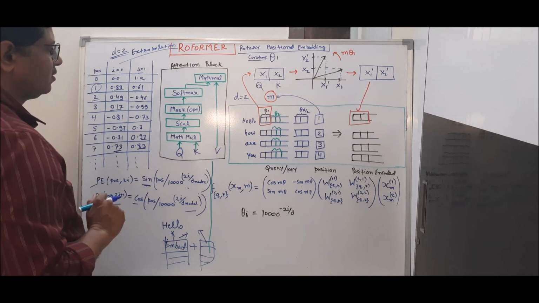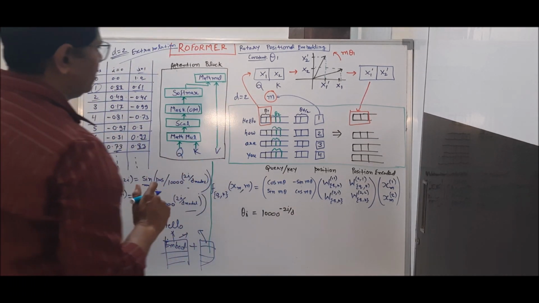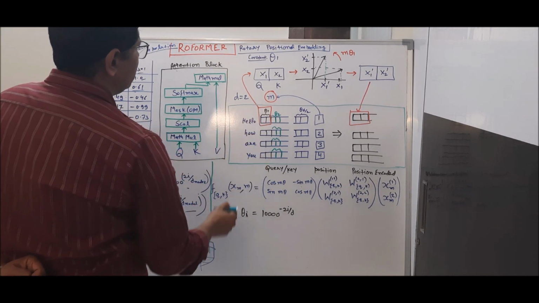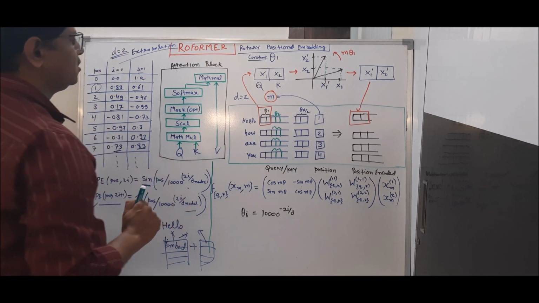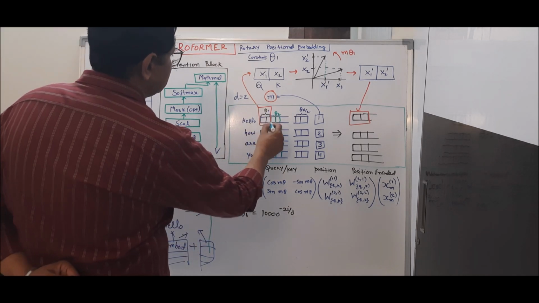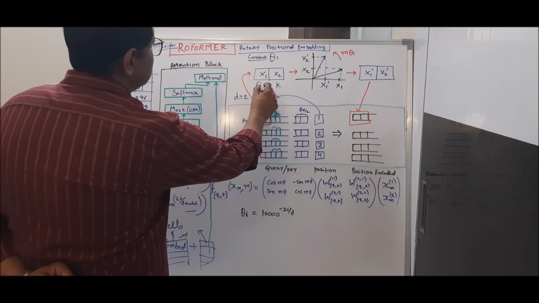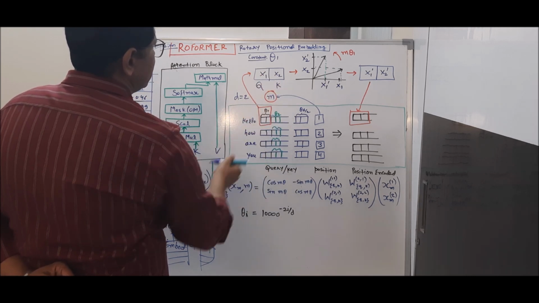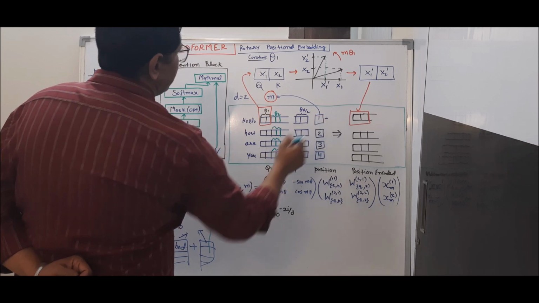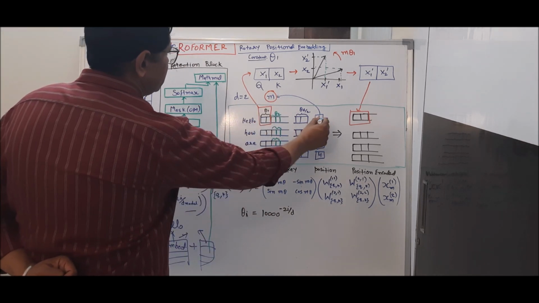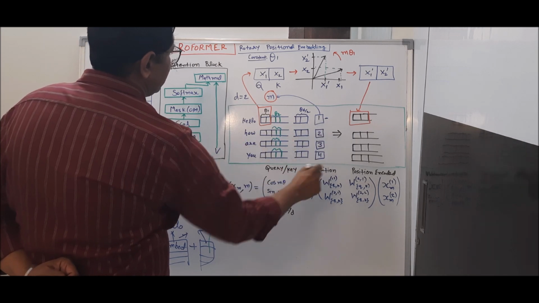So what does it do? Suppose we have a sentence like hello, how are you? We have embedding dimension 2. In that case, it takes the values of query and key. Suppose the query and key values are there and the position is represented as m. So its index position is 1, then index position 2, 3, 4, like that.